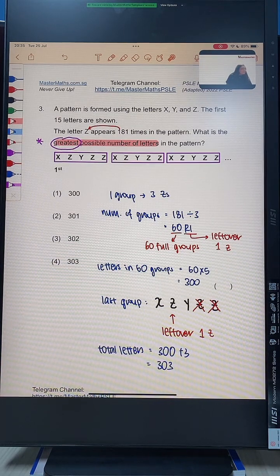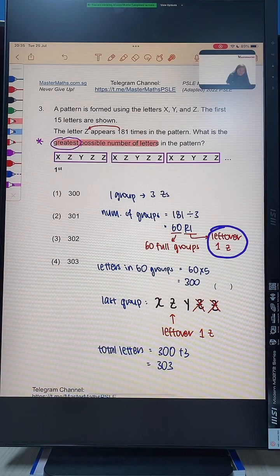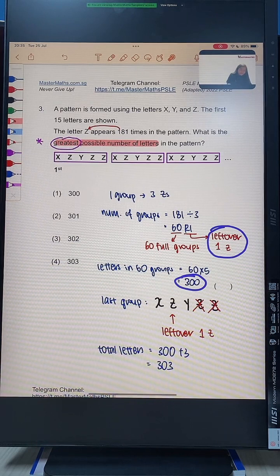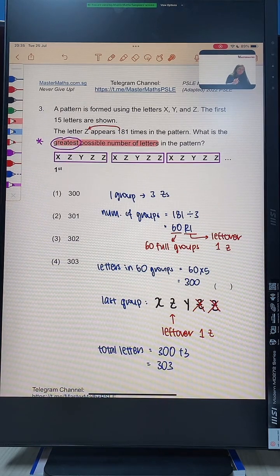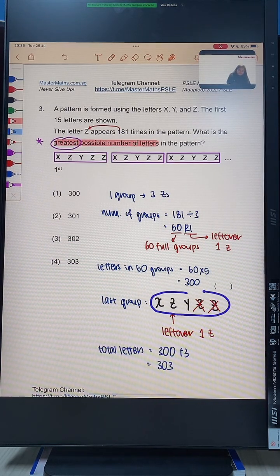Now, because I have 300 letters in total, that is not my final answer. I still need to account for the leftover 1 Z. If I stop at 300, that means I only have 180 Z's. Not enough. I need one last Z here. And because I have one last Z, I need to zoom into the last group and think about what's going on. If I zoom into the last group, this is what the last group looks like, right?